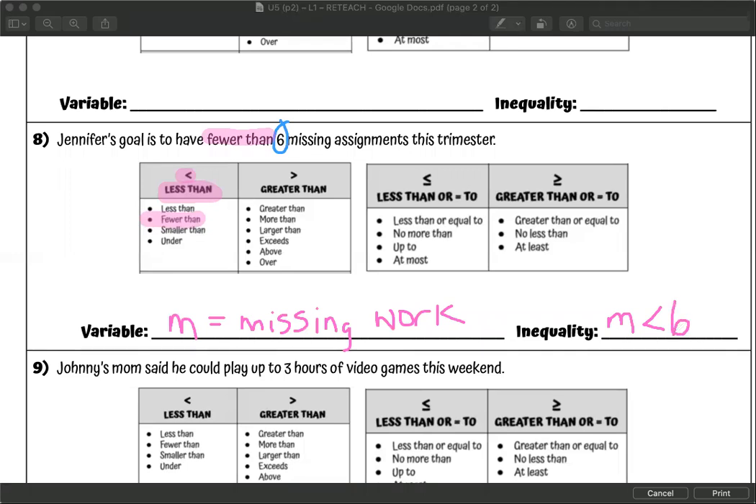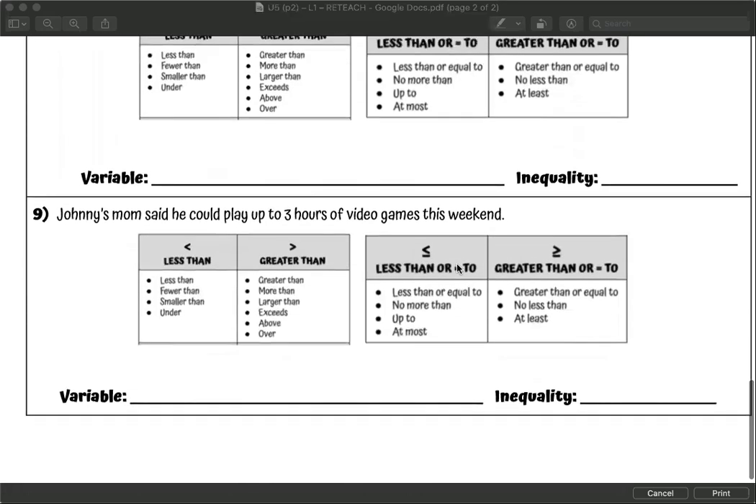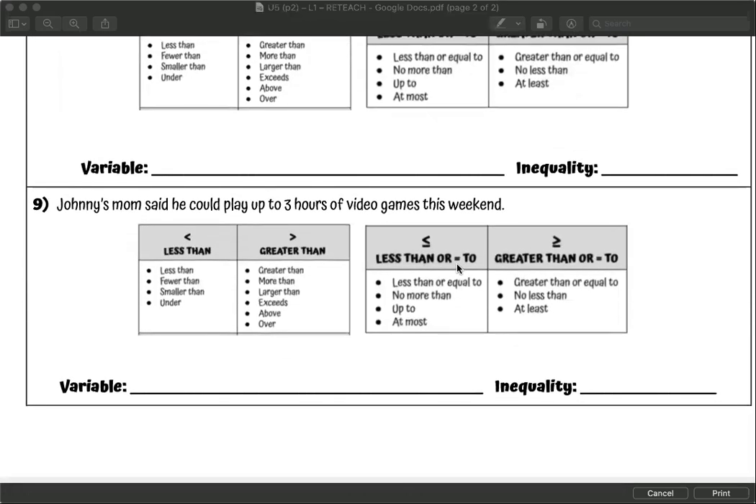All right, one more. And then we'll have you retake the assessment. Johnny's mom said he could play up to 3 hours of video games this weekend. I'm going to circle my number. Again, right next to the number is usually where we can find our keyword. I see up to. If I look on my chart, I found up to right here, which is less than or equal to.